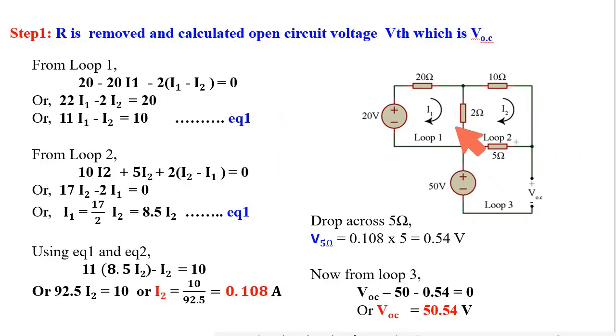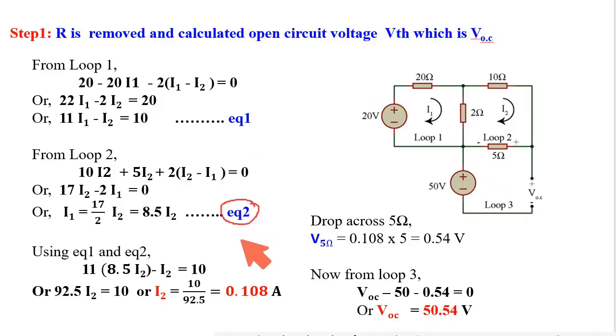Now from loop 2, the I2 current is flowing from left to right. So here this is positive, this is negative. I2 is flowing through this 5 ohm resistance, so this is positive, this is negative. Through the 2 ohm resistance, I2 is in upward direction and I1 is in downward direction, so I2 minus I1 is flowing from down to up. So this is positive, this is negative. See, this is plus minus, plus minus, plus minus. The summation of these 3 will be equal to 0. So this is 10 into I2, 5 into I2 plus 2 into I2 minus I1 is equal to 0. Ultimately I1 is equal to 8.5 into I2. This is equation 2.